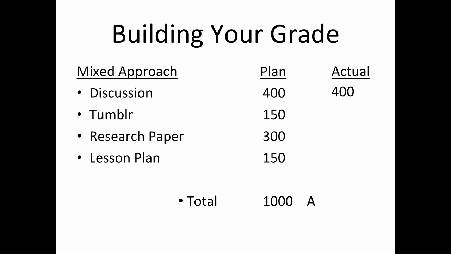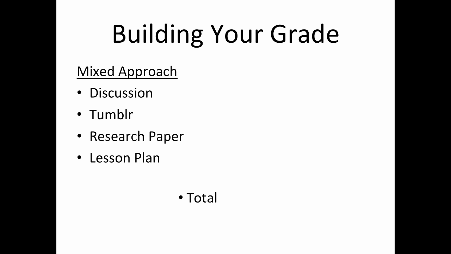Let's say you do the 400 points. As long as you do it, you get the discussion points. But let's say you get 120 out of 150 for a Tumblr, 240 out of 300 for the research paper, and 130 out of 150 for the lesson plan. None of those are bad grades for those projects, but that would bring your total down to a B+, or an 890. So you should think about this from early on, that you need to build in the possibility that the actual score isn't going to be a perfect score.